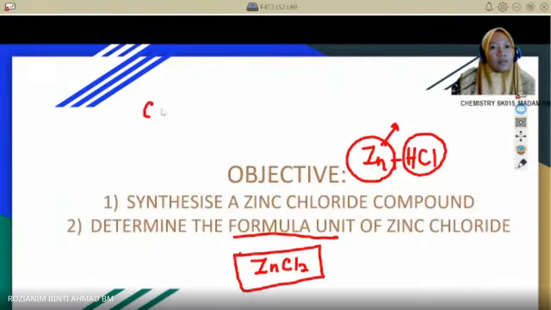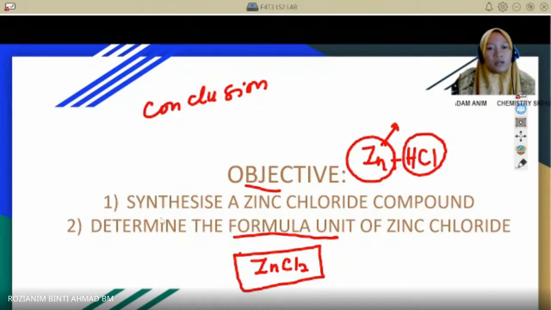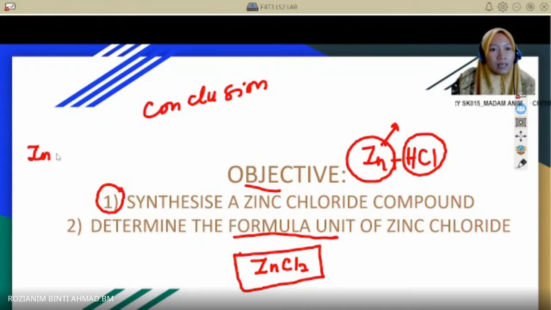Okay, so kita nak buat conclusion. Conclusion adalah menjawab kepada objektif. So, macam mana you nak olah ayat objektif nombor 1? Contoh, eksperimen kita tadi kita dapat ZnCl4. Okay, ini adalah eksperimen data. So the first objective adalah synthesize a zinc chloride compound.